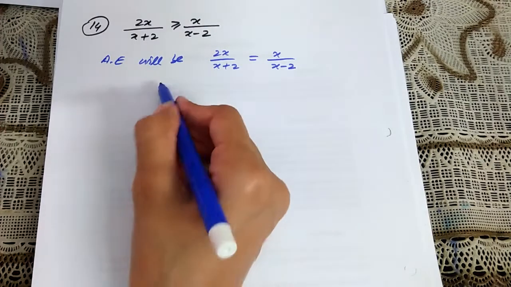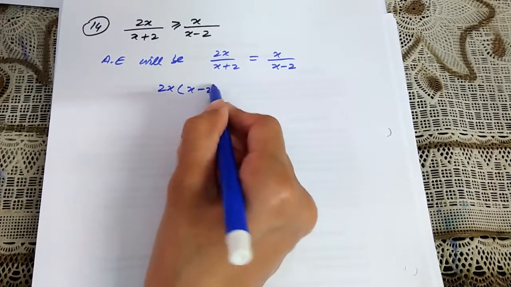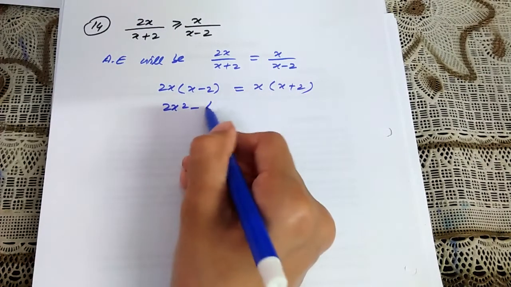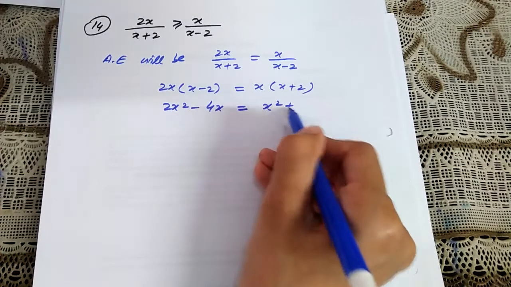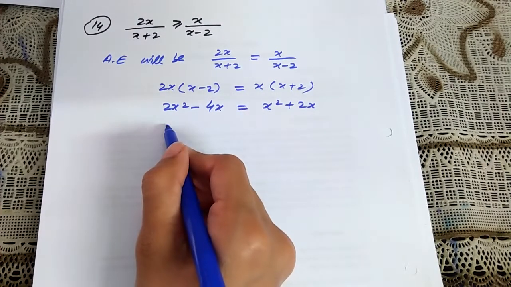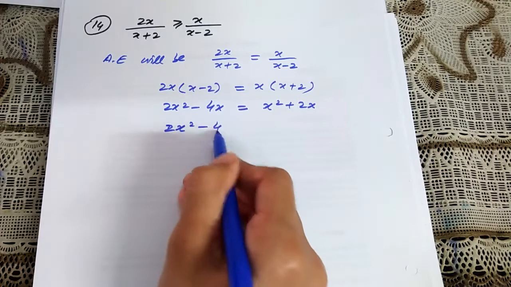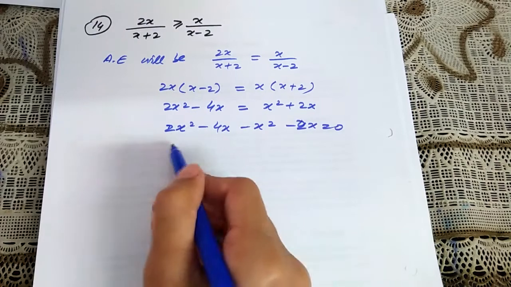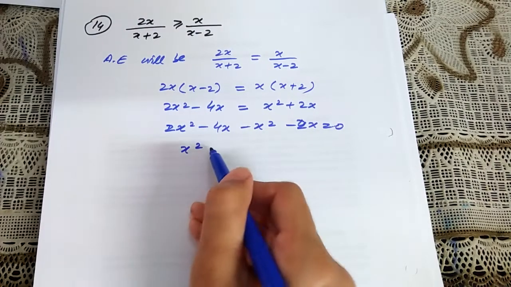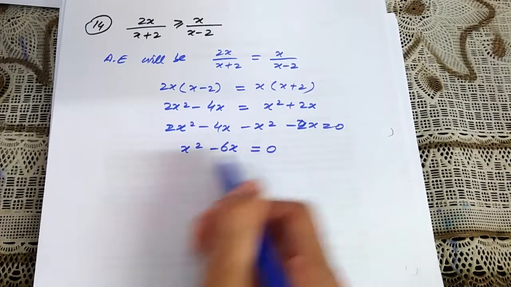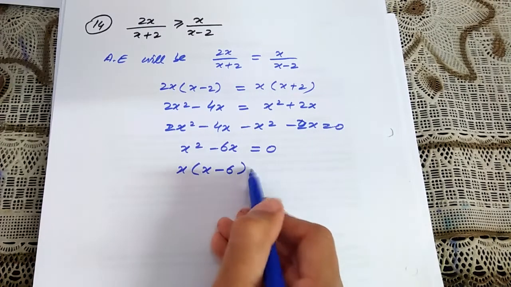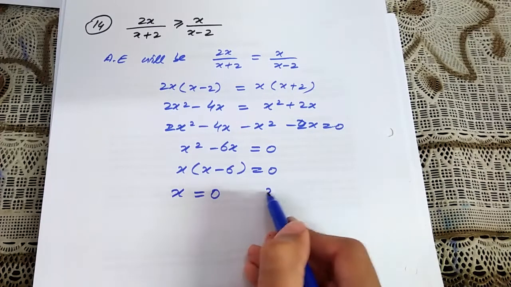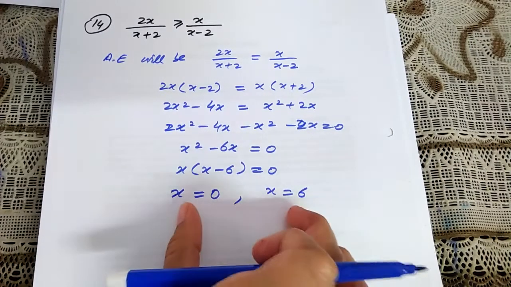Cross multiplication gives us 2x times x minus 2 is equal to x times x plus 2. So 2x squared minus 4x is equal to x squared plus 2x. This gives 2x squared minus 4x minus x squared minus 2x is equal to 0. So we get x squared minus 6x is equal to 0, so x times x minus 6 is equal to 0. We get the boundary numbers x equals 0 and x equals 6. So these are the boundary numbers.